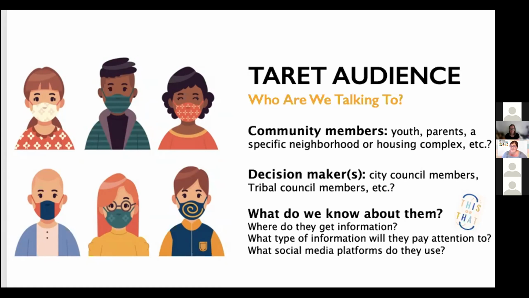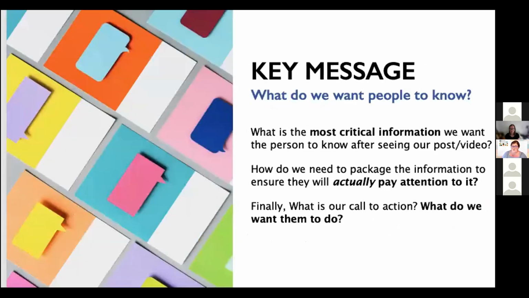And then also think about things like values. What's important to them? Is it family? Is it health and safety? Is it a safe community? You can use all of those values to help also craft what we call our key messages. And this is kind of like the meat and potatoes. This is what we want people to know. So what is the most important thing that we want people to know about our goal? But also, we need to think about how we can package it so they'll actually pay attention to it.